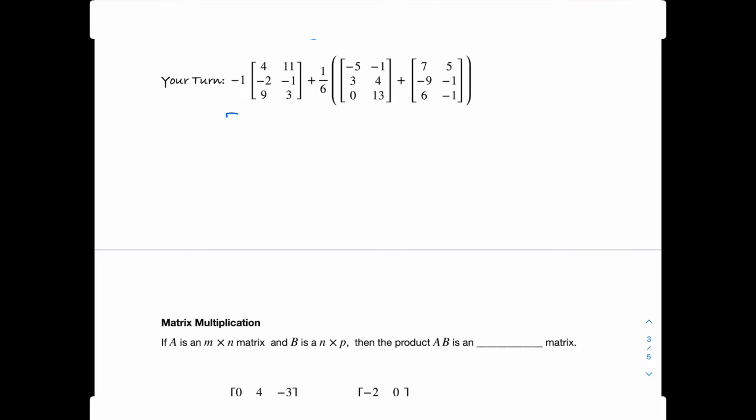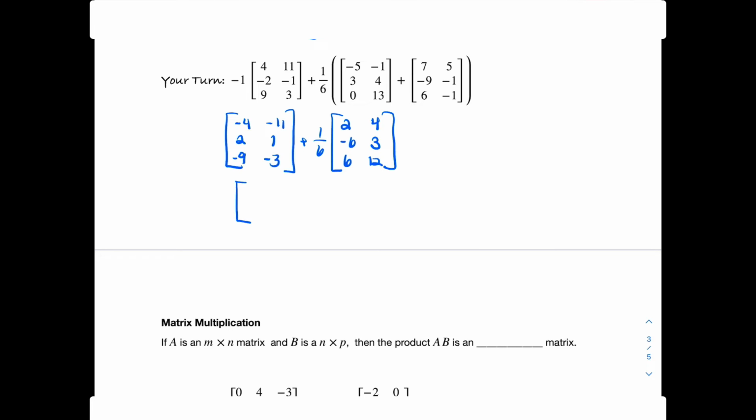Okay, doing my order of operations, I'm going to start with the parentheses first. I'm going to do scalar multiplication, distribute that negative 1 to that first matrix. And then I'm going to add these two matrices inside the parentheses together. Then I'm going to do scalar multiplication and distribute that 1/6 to each entry in the second matrix. I'm just going to copy down the first matrix.